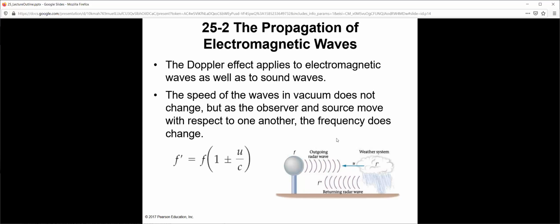You know the Doppler effect with sound, but the Doppler effect also happens with EM radiation, in such that the speed of the waves in a vacuum does not change, but the observer and the source move with respect to one another, so the frequency does change, right? We talked about Doppler. That's what Doppler is. This is actually going to tie into modern physics when we talk about length and time dilation, which is cool.